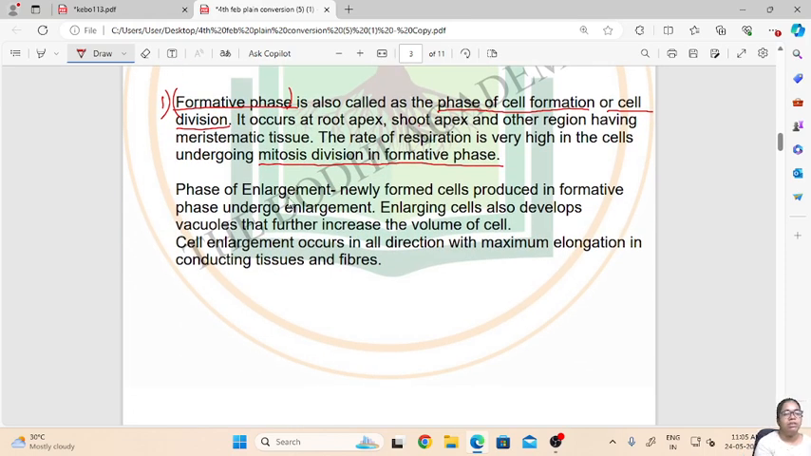The second phase is the phase of enlargement. So the newly formed cells produced in the formative phase undergo what? Enlargement. Enlarging cells also develop vacuoles that further increase the volume of the cell. So cell enlargement occurs in all directions with maximum elongation in conducting tissues and fibers. So after the cell division, the phase of enlargement takes place, that is, the cells increase in volume. Okay.